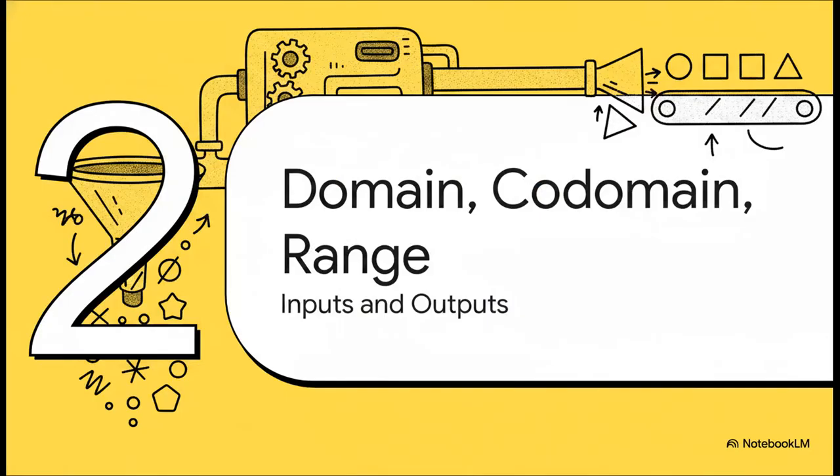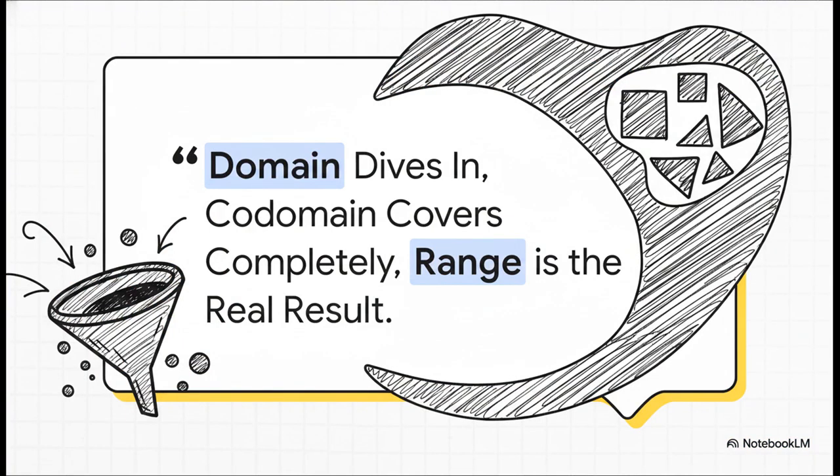Section 2, domain, codomain, and range. Let's look at our inputs and outputs to see exactly where raw materials enter and finished products exit. To keep all this straight, there's a brilliant little mnemonic device you can use. Domain dives in, codomain covers completely, range is the real result. The domain is what goes into the machine. The codomain and the range deal with what comes out, but there is a really vital distinction between those two.